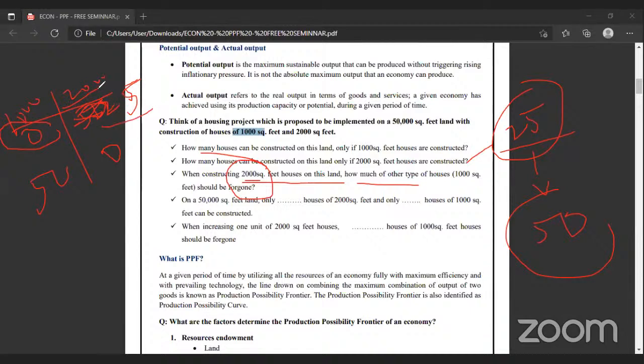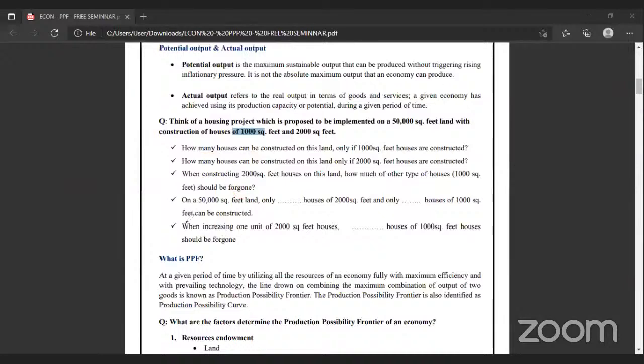Then, producing 2,000 square feet houses, how many houses are they producing? 25 altogether. When they produce 25 houses, that means 25 2,000 square feet houses, how many houses do they have to sacrifice? 50 of the 1,000 square feet houses should be sacrificed or forgone. If the other way around, right?